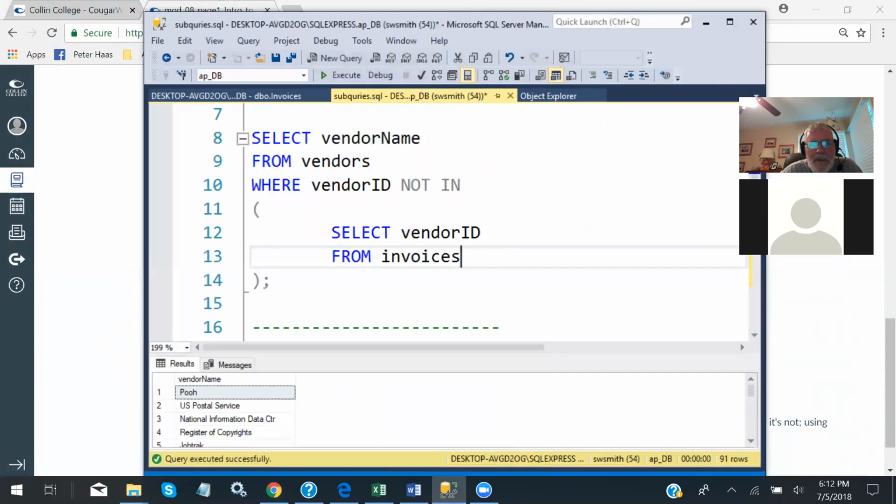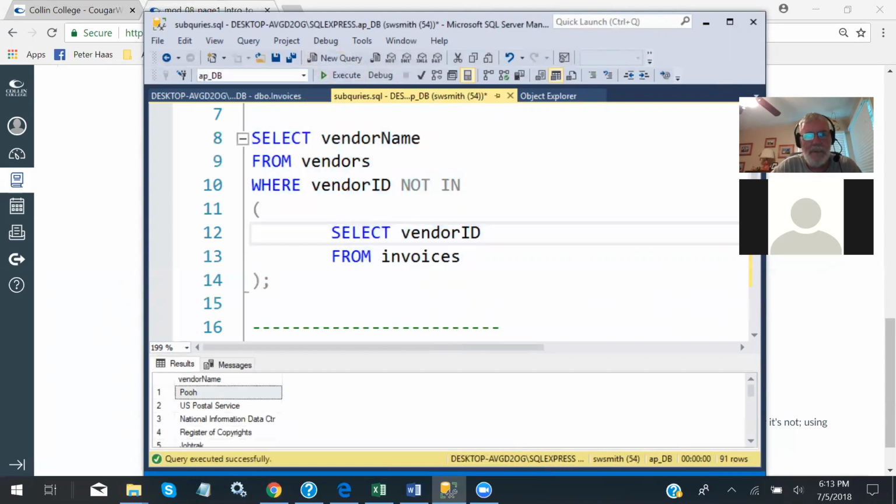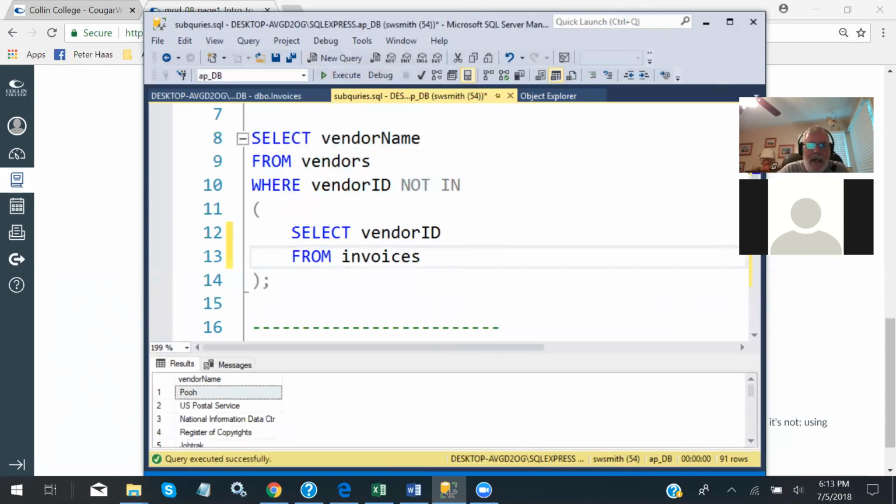So if I execute this query, here it is in my window. I'm going to execute it now. Again, I get 91 rows, the same 91 rows. I don't know why I'm tabbed over so far. I usually use one tab inside there.